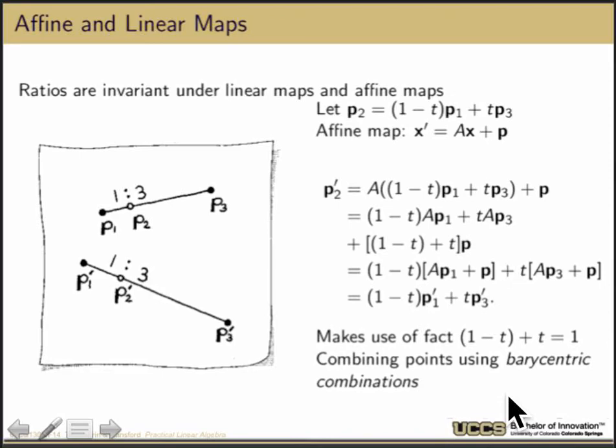So some nice properties about them. One useful property is that ratios along a line are invariant under linear maps and affine transformations. And as a special case, barycentric coordinates will be preserved.